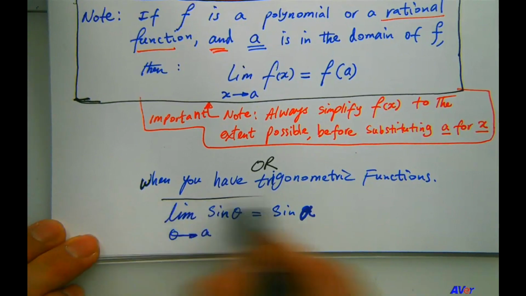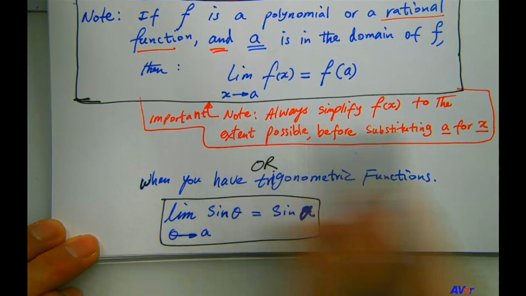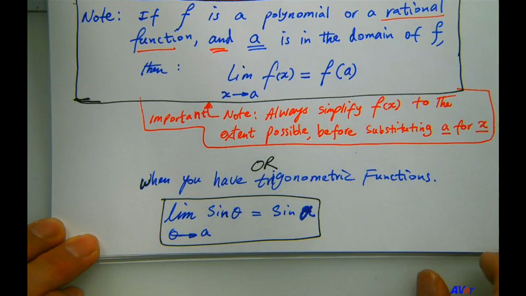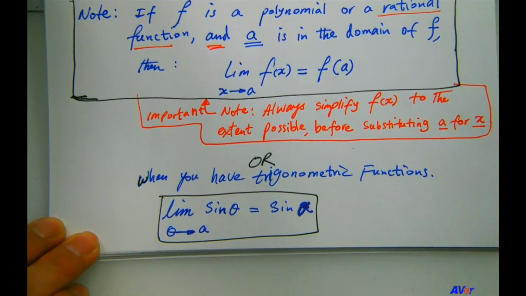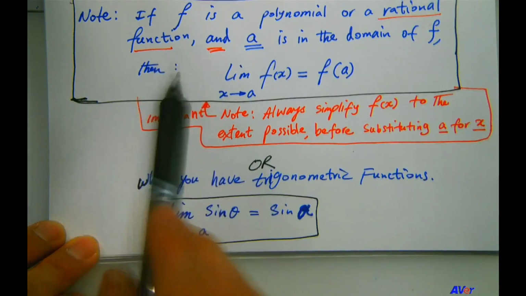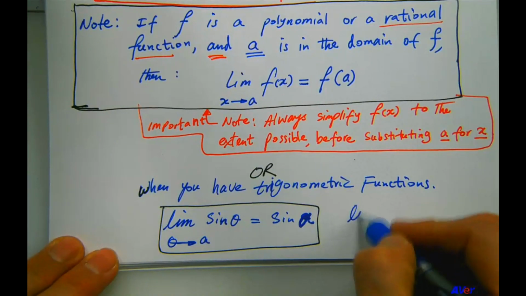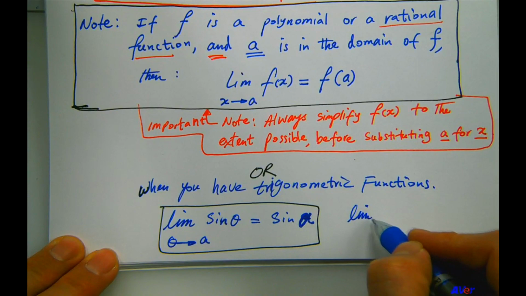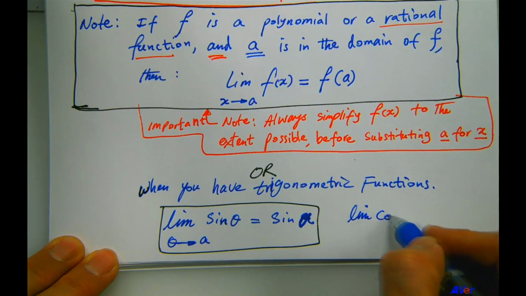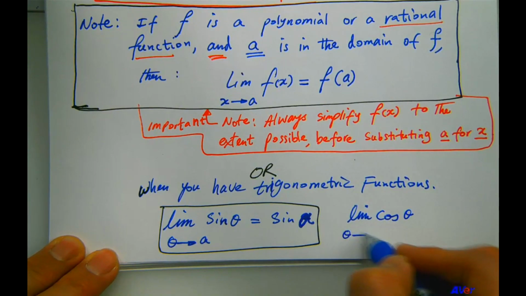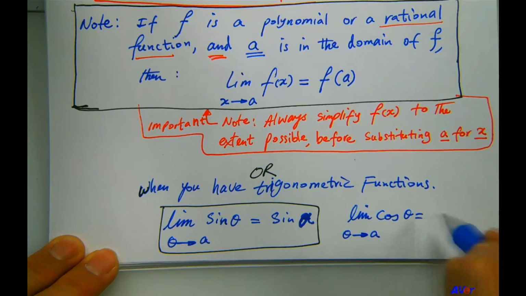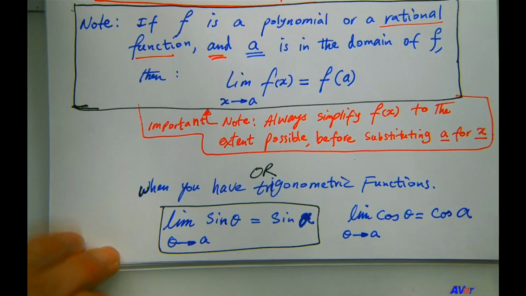And the same thing that I said in this red ink goes for this too. So there are cases where you want to simplify the trigonometric function before you apply this property. And so the limit of cosine of theta as theta approaches a would be equal to cosine of a.